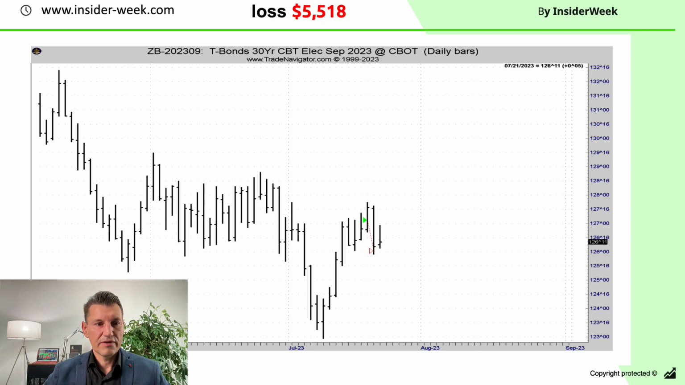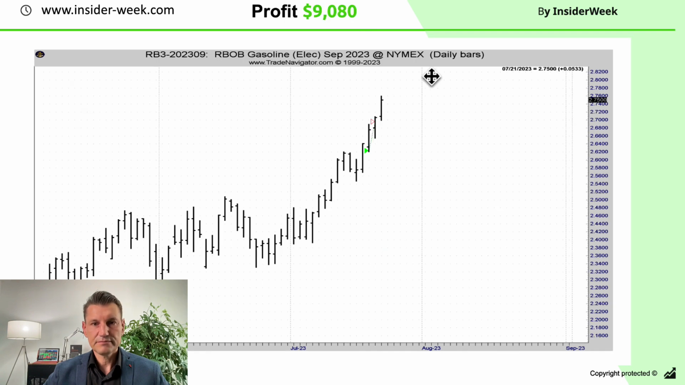So let's have a look at the next trade. I traded this market with 1% risk because, as you can see, the market was in a downward trend. The market had some trend change, but usually you have to be careful if you had before a very strong trend in one direction, and the trade was against the previous downward trend. So therefore, less risk. I was stopped out with a loss of $5,518.